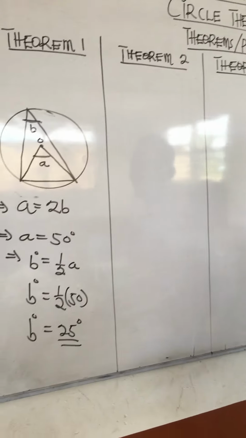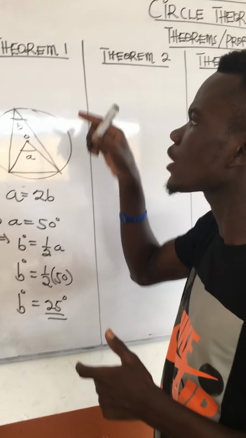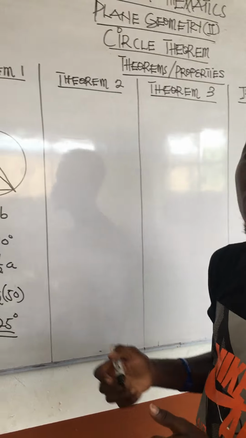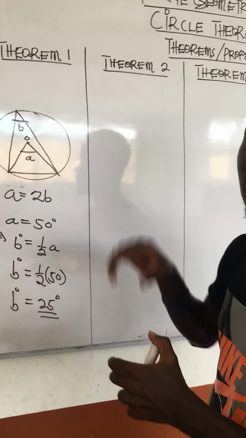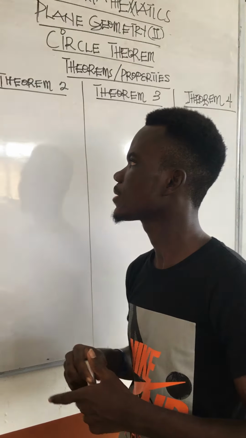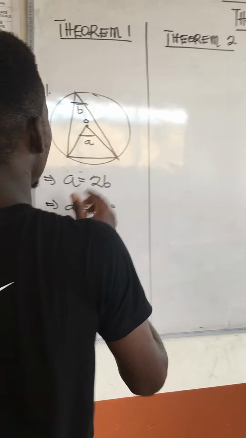Now under the first theorem, we have other theorems as well. There are 3 diagrams under the first theorem. So let's look at the second part of the diagram. Now with this, let's see.